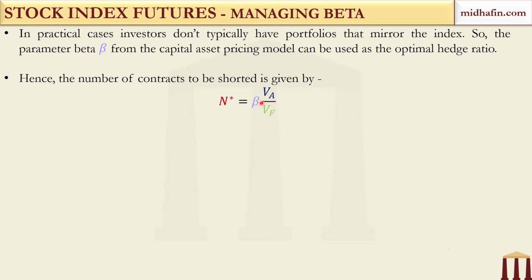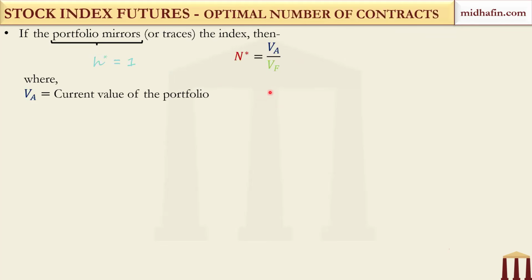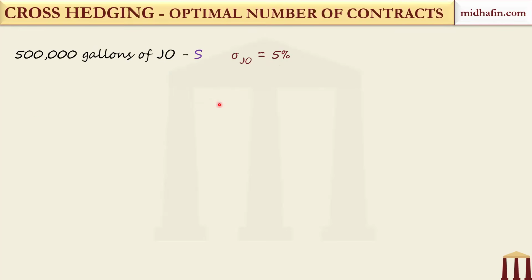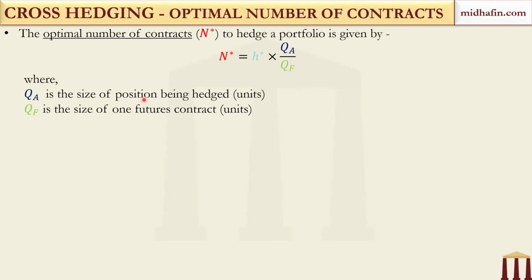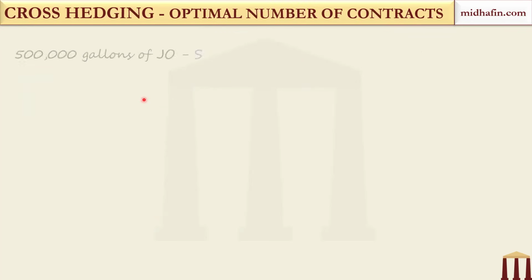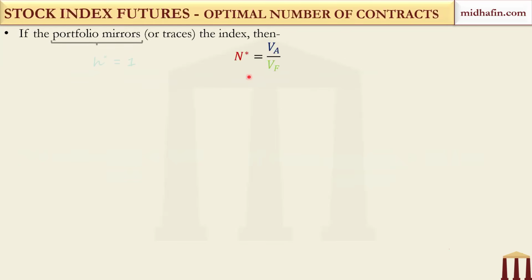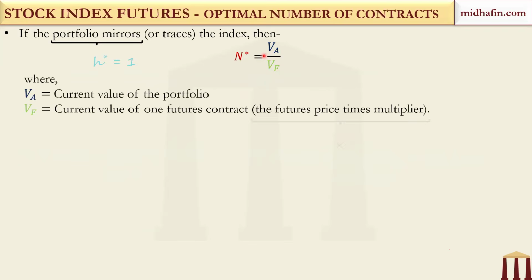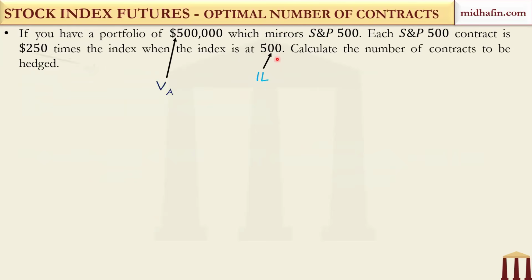Now, one thing you might have observed over here initially, this formula is in terms of value. This formula is in terms of units. So accordingly, you have to adjust. Generally, you will find that in cross hedging, they will give you the question in terms of units only, so you have to use the units formula. But for stock index futures, generally you will find that they give you the formula in terms of value, because the value of the portfolio, value of the index, all these things, they'll give you.